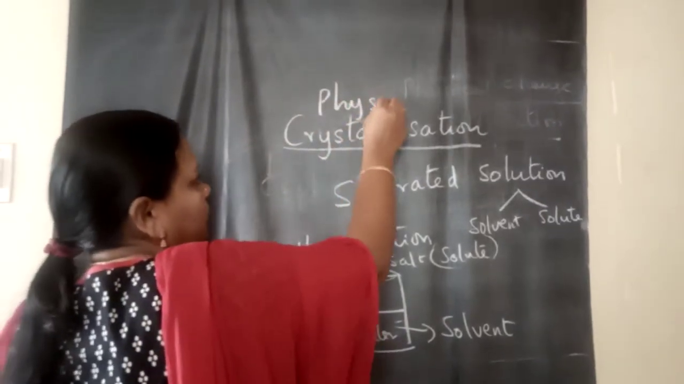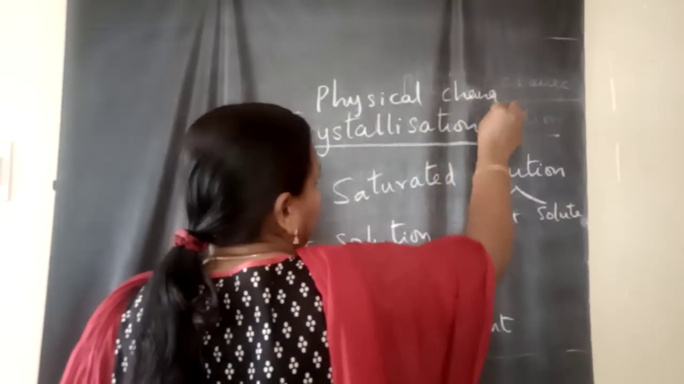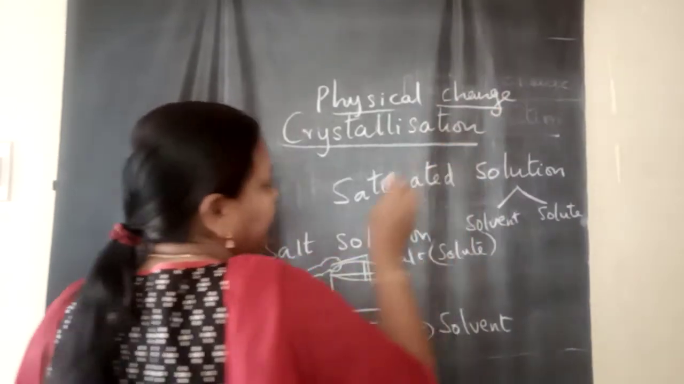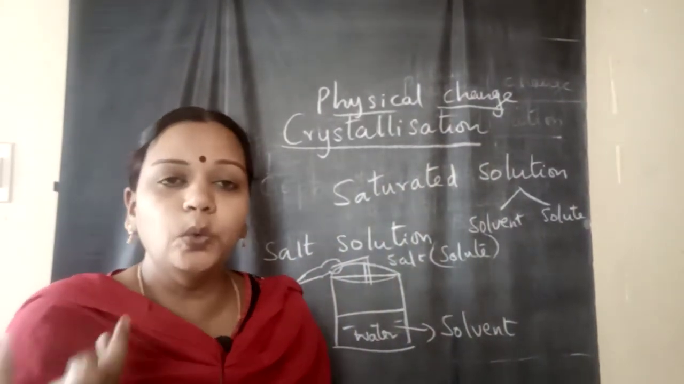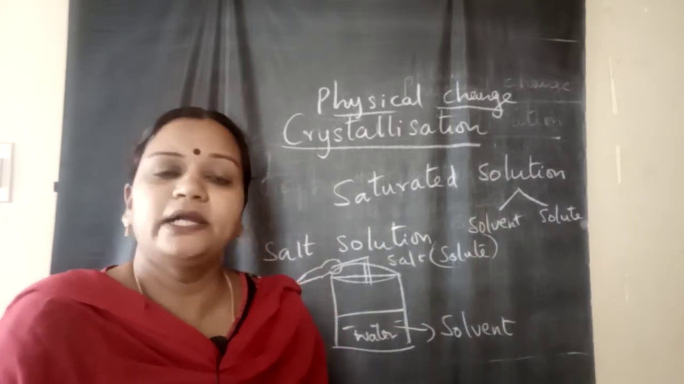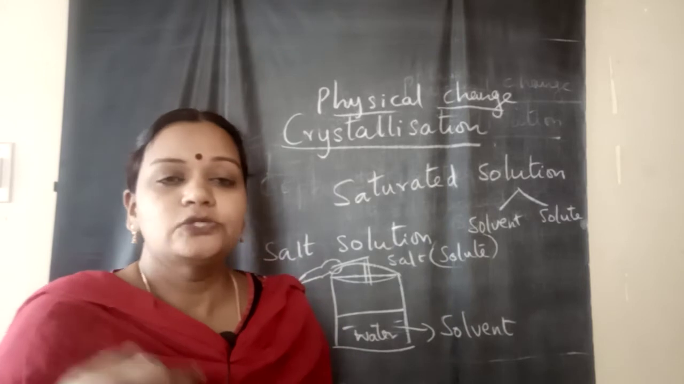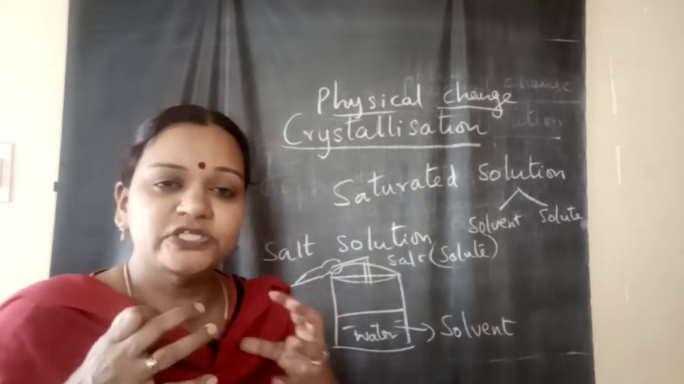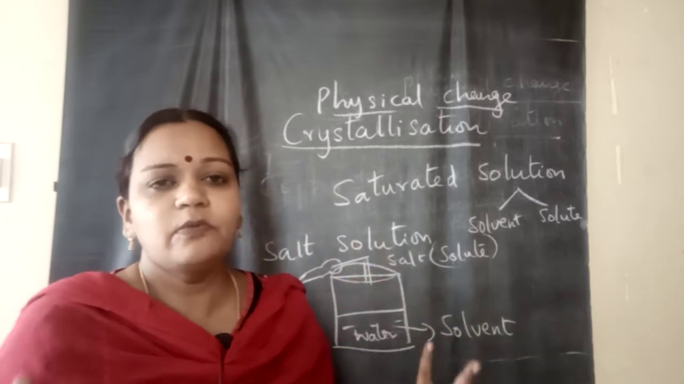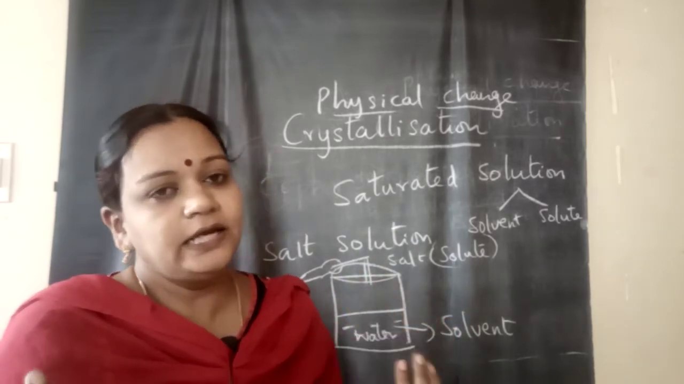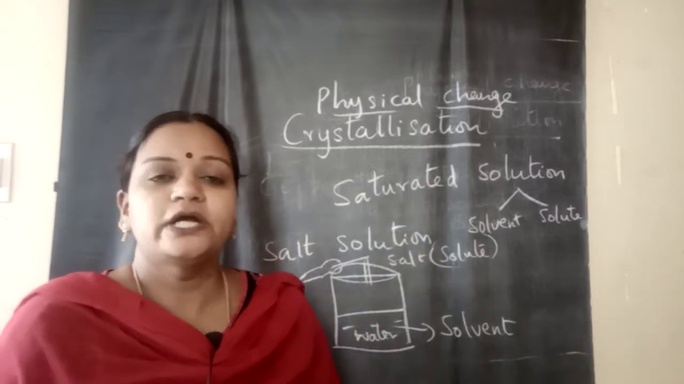Why? Because it can be reversed. Even though we are heating, preparing the solution, then filtering, cooling, all these are involved, even then we can reverse it back. So as it is reversible, and this mixture that you have made, we are able to separate it by some physical methods like heating, cooling, and also by filtering. So that is why it is a physical change.